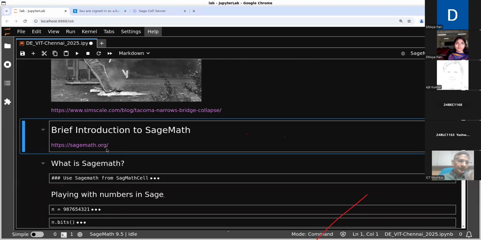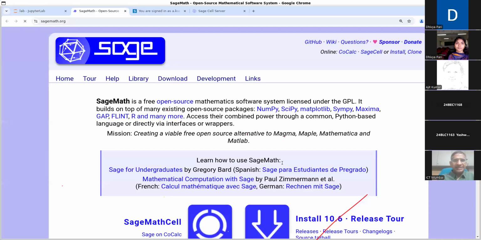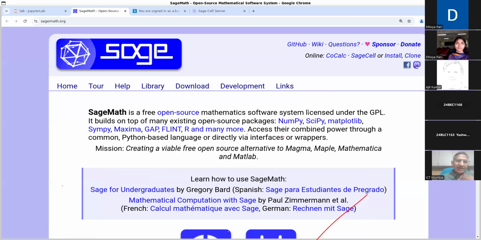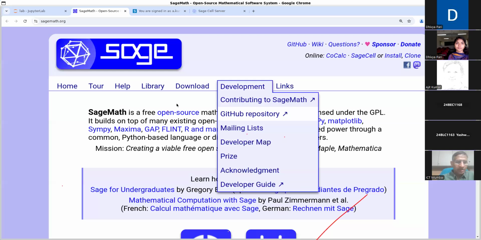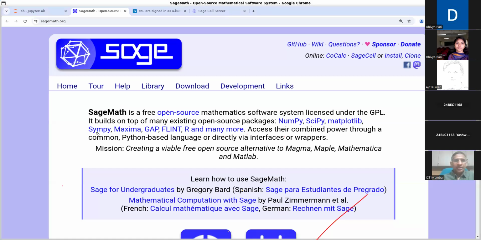So we will look at what SageMath is. Is my second screen also visible? Hello? Can you see my second screen of the SageMath website? Yes, sir. Okay. Yes, so I have just opened this SageMath website. Let me also put this website in the chat, so all of you can open it on your system.